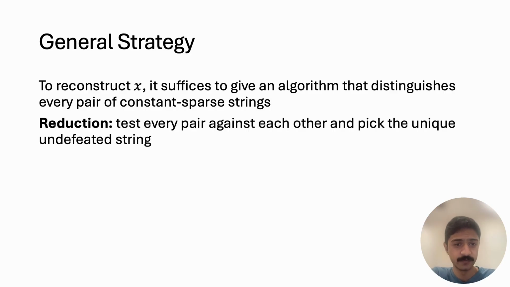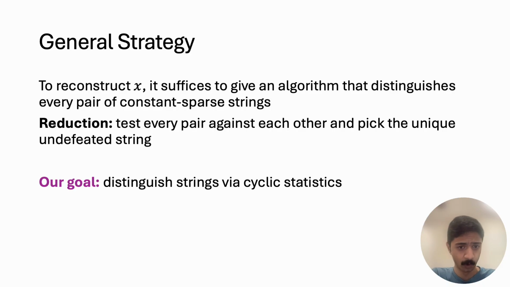This string will be unique if you take enough traces, and since there are only polynomially many strings with constant sparsity, the reconstruction problem is only a log factor more expensive than the distinguishing problem. So for the rest of this section, I'm just going to focus on distinguishing x from y for a known pair of strings x and y. Our goal will be to solve the distinguishing problem by estimating a cyclic statistic in which x and y differ. And as long as x and y are cyclically distinct, we know that there is some cyclic statistic of order at most 6 that we can use to distinguish them.